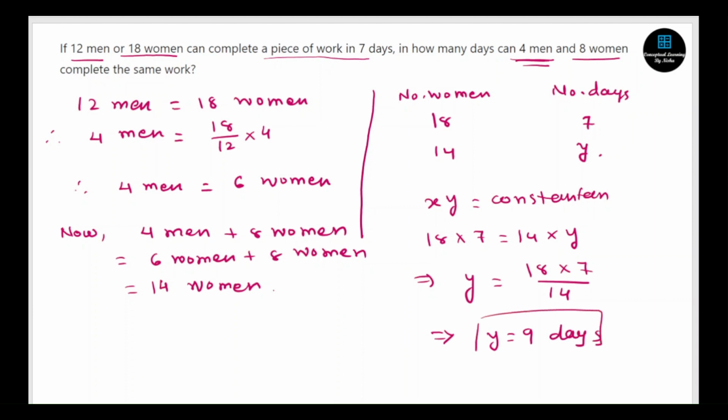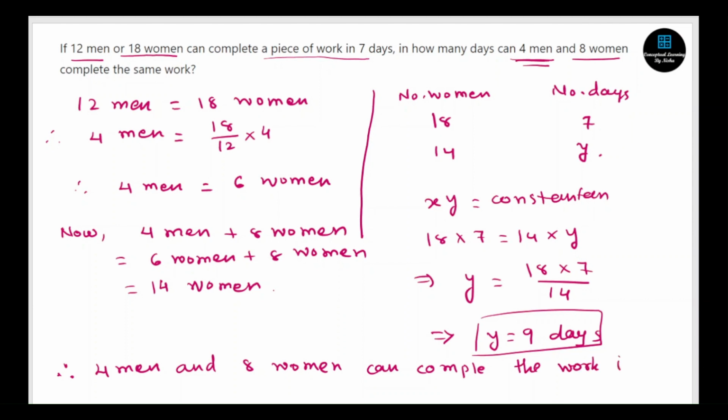Right. So I can say that therefore 4 men and 8 women can complete the same work in 9 days. Right? Very interesting question. I hope you understand this. You can change this in terms of the number of men also. Either way is fine. Okay.